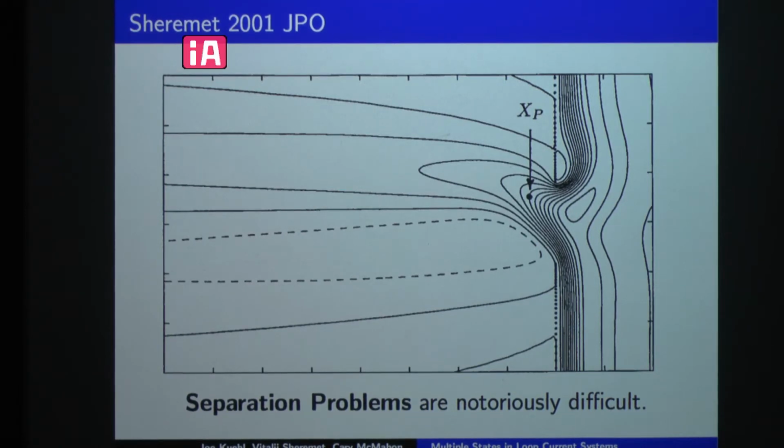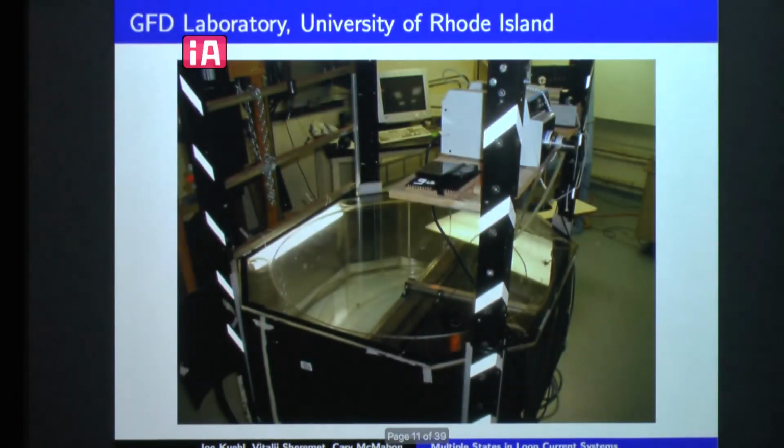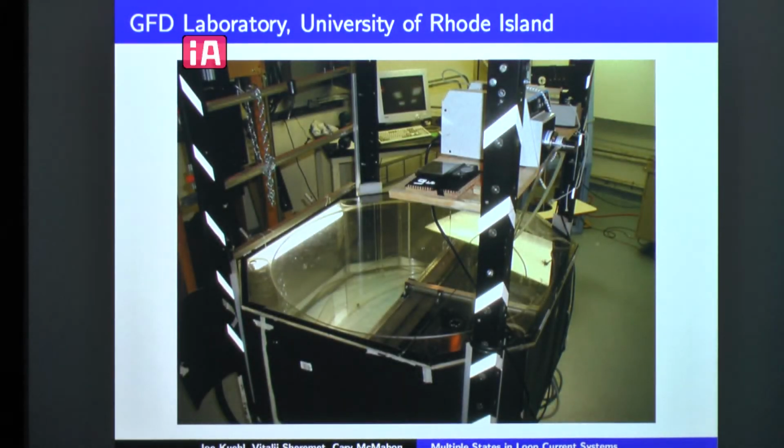Now, the trick here was the reviewers were not very pleased with that because we have a separation problem. And if you do fluid dynamics, separation problems are notoriously difficult. The other half of my work is hypersonic aerodynamics. And even in those cases, we run models and we just can't get the separation problem right either. Separation is notoriously difficult. So people were very skeptical of this result. So we went to a rotating table. So this is the rotating table.